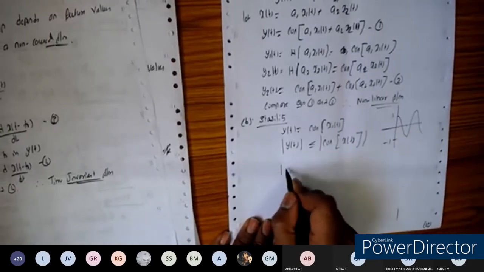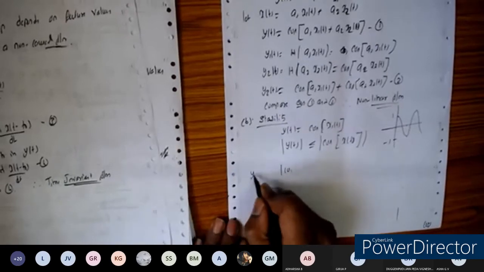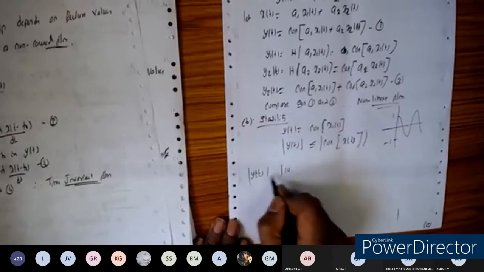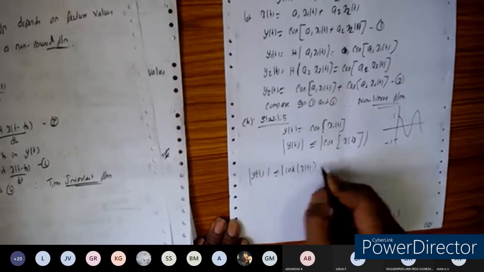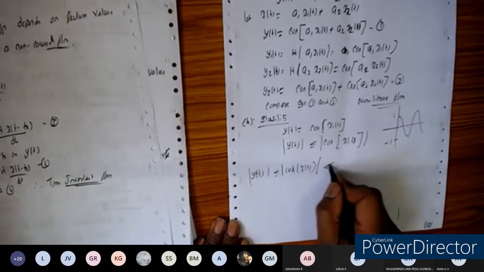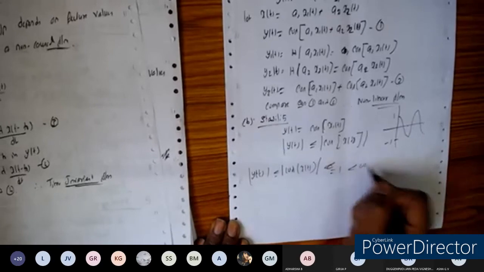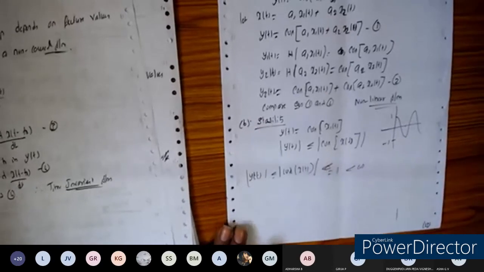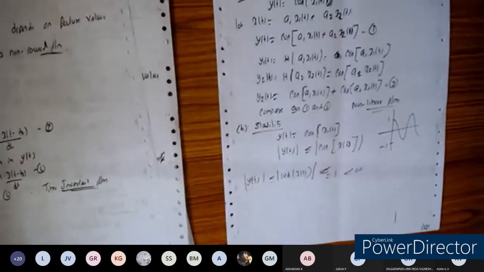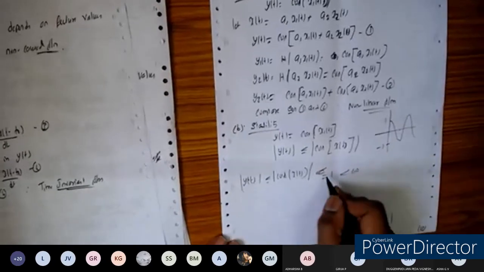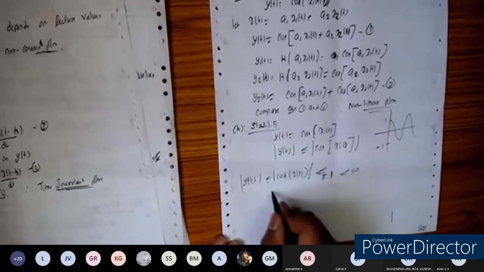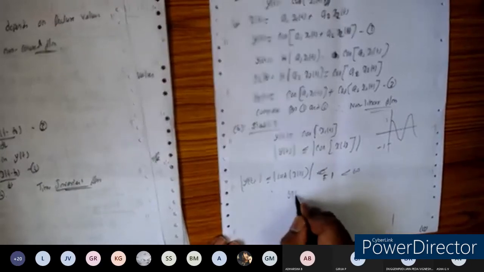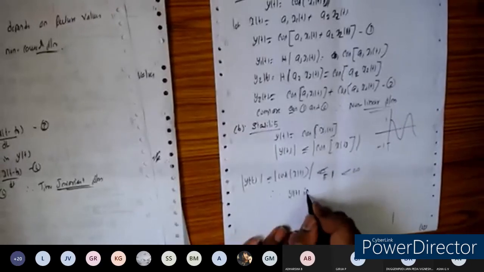So the magnitude of y of t, which is the magnitude of cos of x of t, is at most 1, which is less than infinity. So the given system is a stable system. Got it now? The maximum value of the cos function is 1 only, which is finite. Therefore y of t is a stable system.